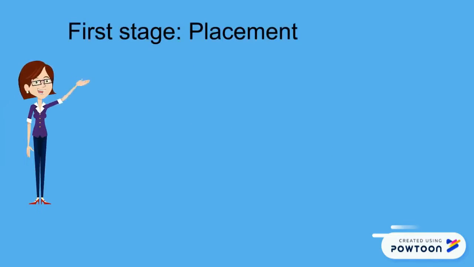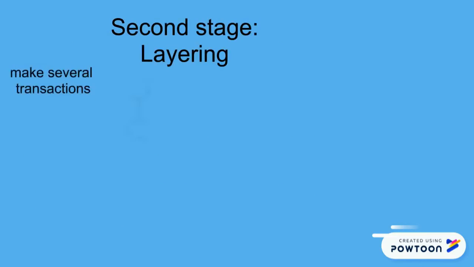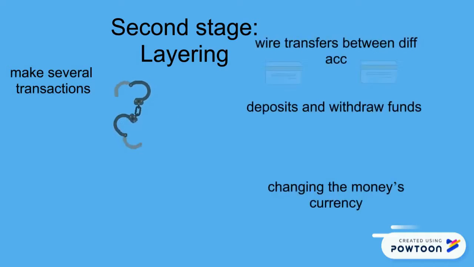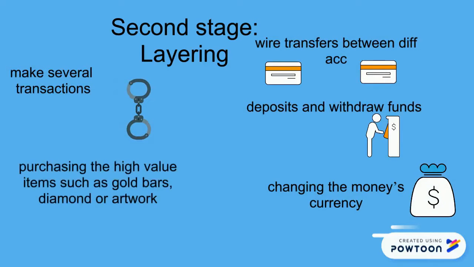The first stage is placement. The thief's funds are placed into a financial institution via cash bank deposit. The second stage is layering. Criminals make several transactions to mask the identity of the funds, such as wire transfers between different accounts, deposit and withdraw funds, changing the money's currency, and purchasing high-value items such as gold bars, diamonds, or art.